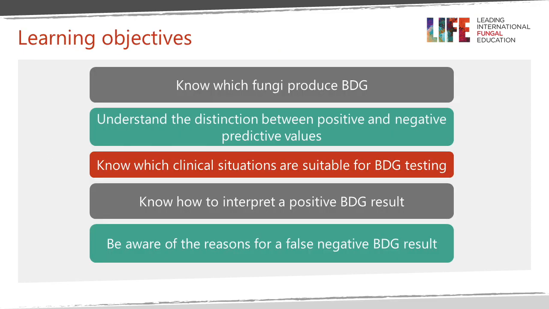Our learning objectives are to know which fungal infections Beta-D-glucan is associated with, because there are some with high levels and others with lower levels, to understand the distinction between positive and negative predictive values and the value of this test in terms of ruling in and ruling out fungal infections using Beta-D-glucan, and to know which clinical situations are suitable for Beta-D-glucan measurement.